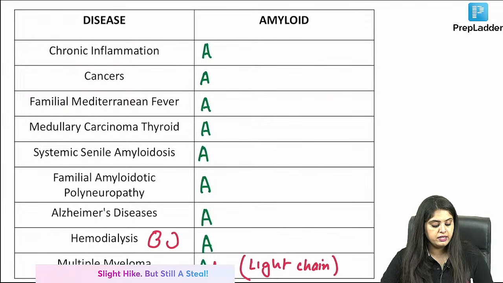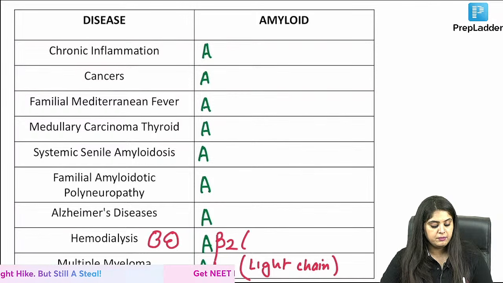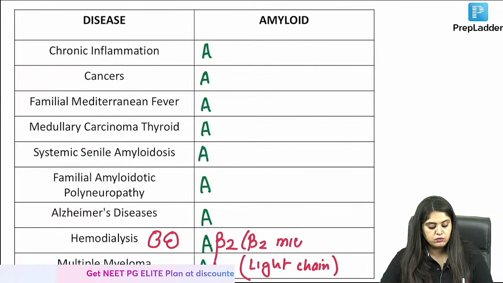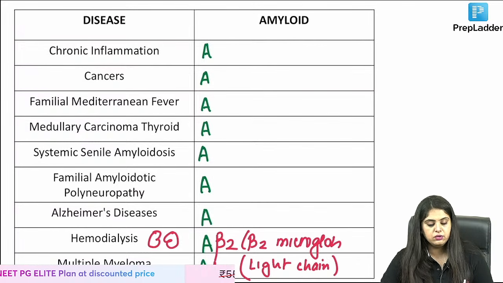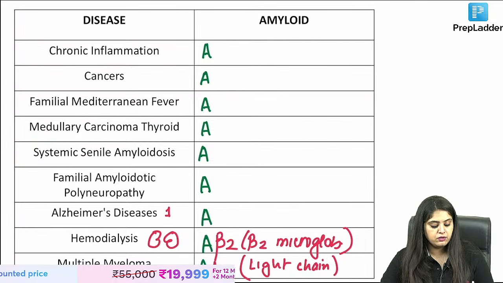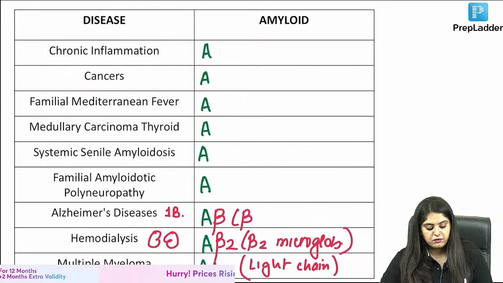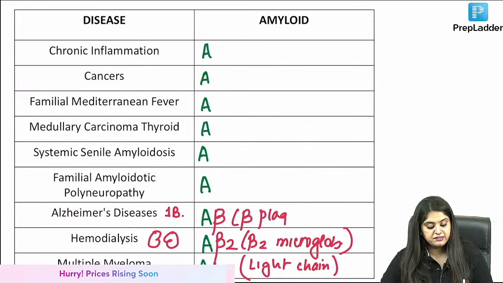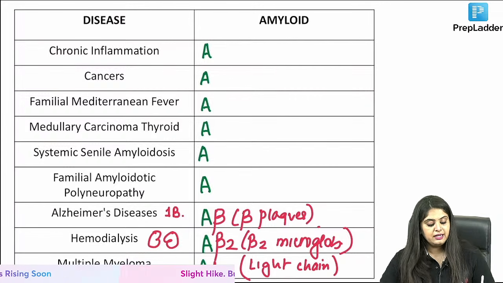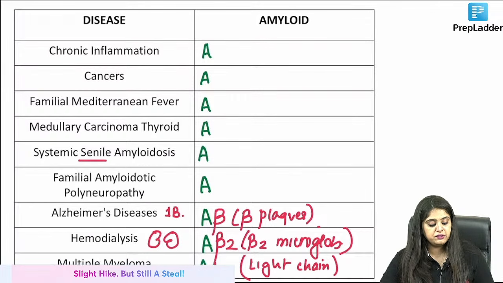Hemodialysis, ma'am, 2 kidney. You used to say 2 wala A beta 2. A beta 2 is what? Beta 2 microglobulin. Very good. In Alzheimer's, 1 brain. Hopefully 1 is working. I don't know till the exam whether it will. So beta for what? It is going to be beta plaques. Alzheimer's mein beta plaques. Very good. Let's go on to these two. The toughest one. Old age.